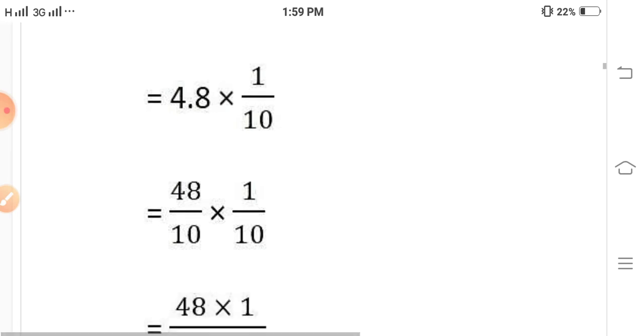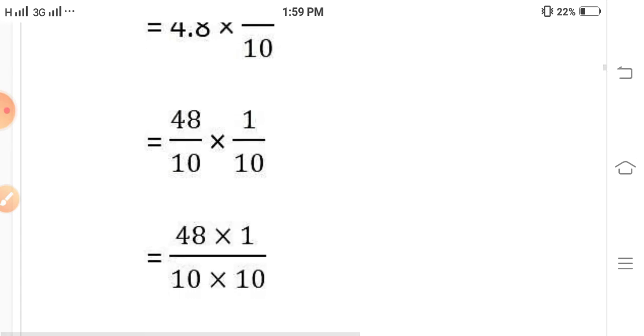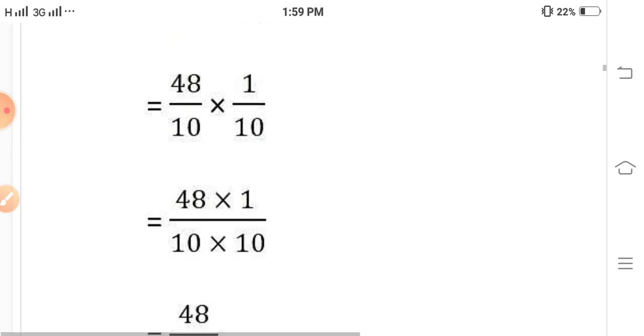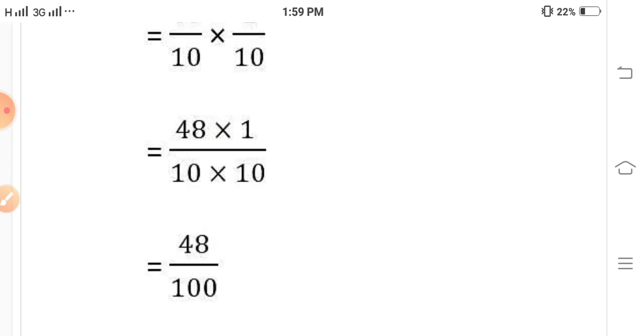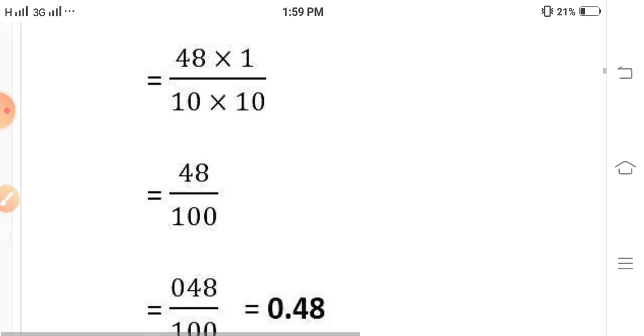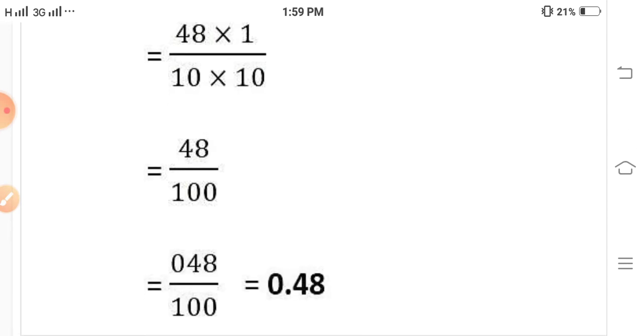We will remove the decimal. It becomes 48 upon 10 multiplied by 1 upon 10, which is equal to 48 upon 100. Now we will place the decimal point after leaving two digits from the right hand side. So it becomes 0.48.